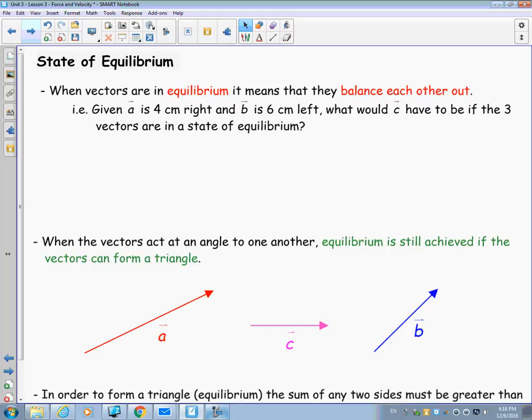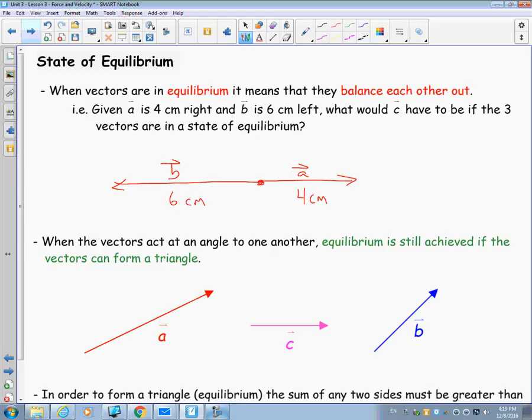So let's say I had vector A and it's 4 centimeters right. So A goes this way, 4 centimeters. And I had vector B and it goes 6 centimeters left. What would I need vector C to do to create a state of equilibrium, to balance each other out? Well, C would have to be added to the end over here to balance it out.